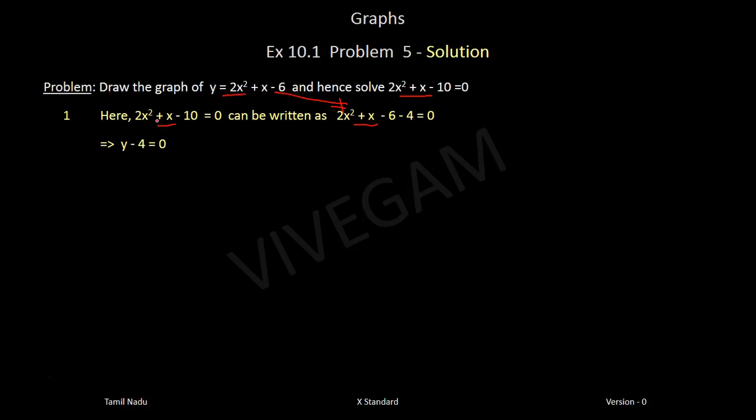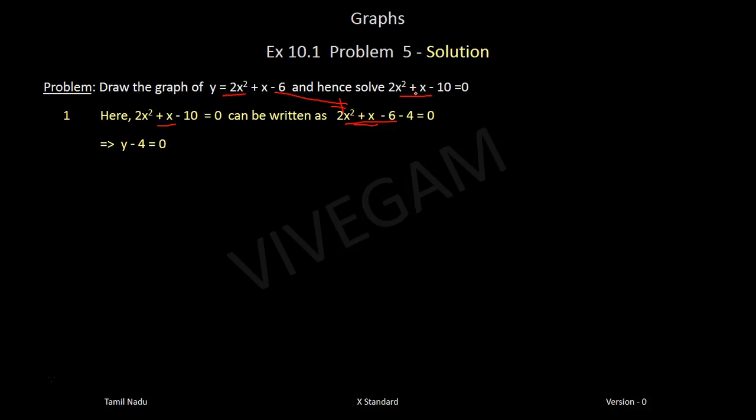So what did we do? So 2x square plus x minus 10 is equal to, just write the given equation as it is, and compare this with this and see what's the difference. If you see the difference between these two equations, the same 2x square is there, same x is there, but the only thing is here it is minus 10 and here it is minus 6. So this can be written as minus 6 minus 4, right? So if you subtract 4, this whole thing can be substituted as y. So it becomes y minus 4 equal to 0.